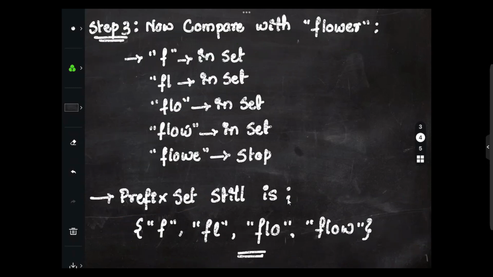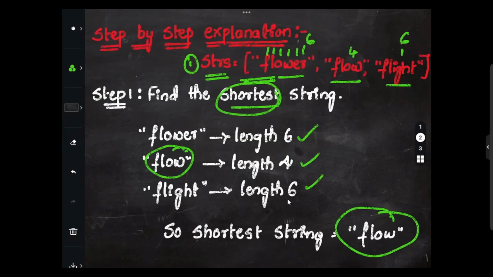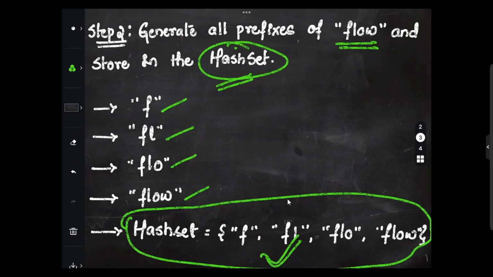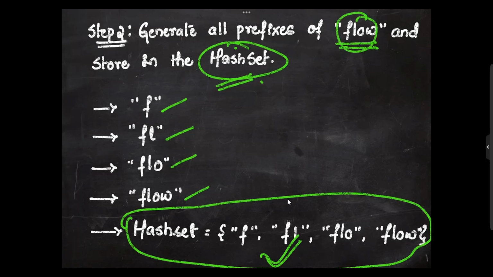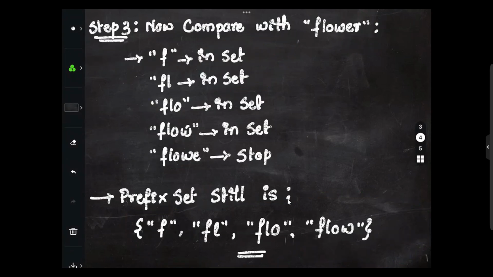So first we found out the shortest string among the three strings that are present in the array. Basically, flower, flow, and flight. It was flow. In flow, what we are doing is generating all the prefixes of the shortest string, nothing but flow here, and we are storing them in the hash set. This is fine. F, FL, FLO, and FLOW. So next, let's move on with the next step here.